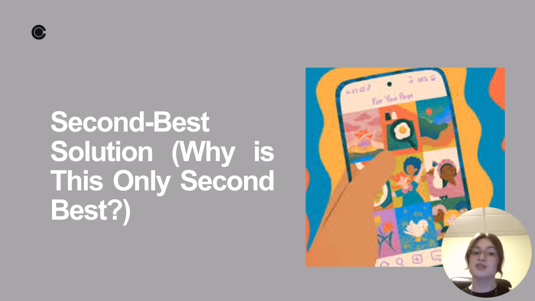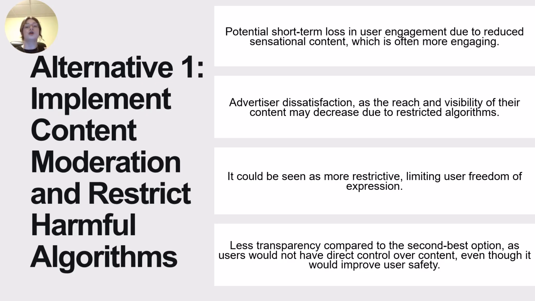So moving on to the second best solution and why it's only the second best. My second best is alternative 1, implementing content moderation and restricting harmful algorithms. The reason it's second best is the potential short-term loss in user engagement due to reduced sensational content, which is often more engaging. There's advertiser dissatisfaction as the reach and visibility of their content may decrease due to restricted algorithms. This can be seen as more restrictive, limiting users' freedom of expression. And finally, there is less transparency compared to the other option that I am recommending, as users will not have direct control over their content, even though it would improve user safety. Again, it does not address the issue of transparency.